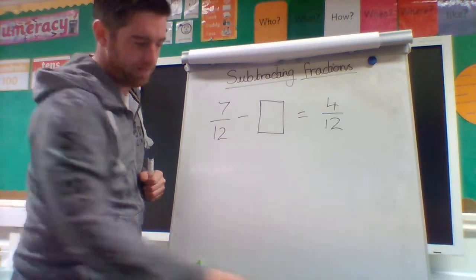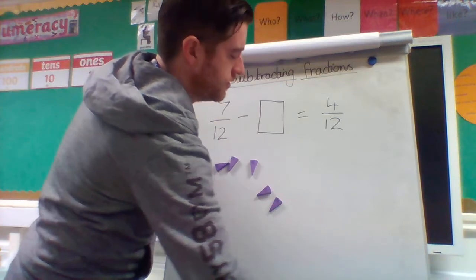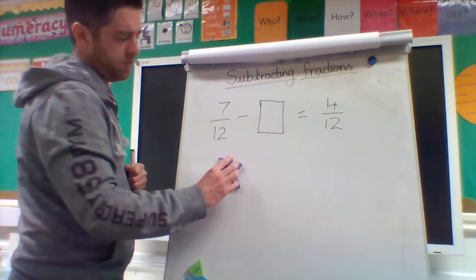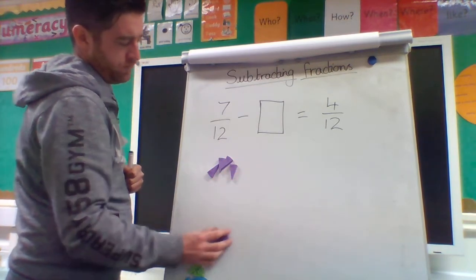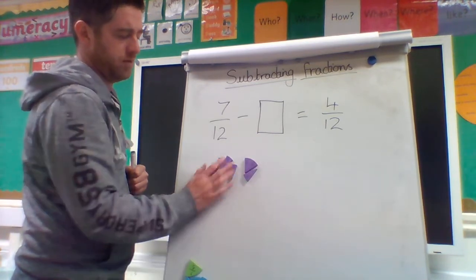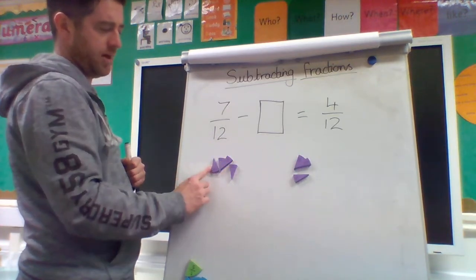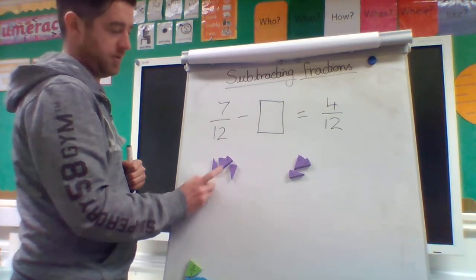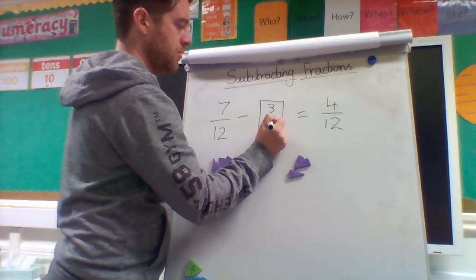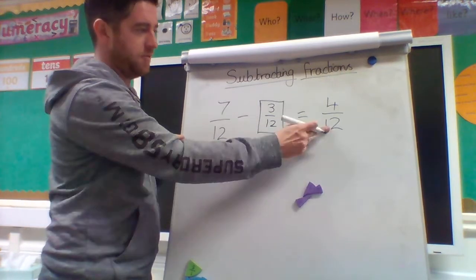And in order to do that, I can get 1, 2, 3, 4, 5, 6, 7. There are 7 12ths at the start. And at the end, there's 4 12ths. So how many were taken away? So there's 4 12ths. Let's have a look. So I've got 7 12ths. I've subtracted 3 12ths because I've only got 4 12ths left. So it must have been 3 12ths because when I've got 7 12ths, I subtract 3, it leaves 4 12ths.